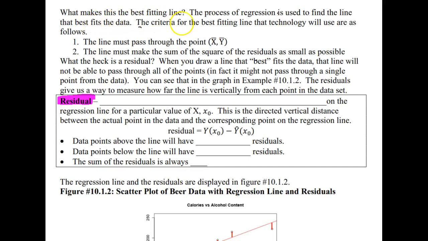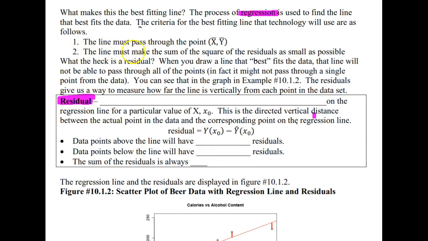So what makes this the best fitting line? The process of regression is used to find the line that best fits the data. The criteria for the best fitting line that technology will use are as follows.